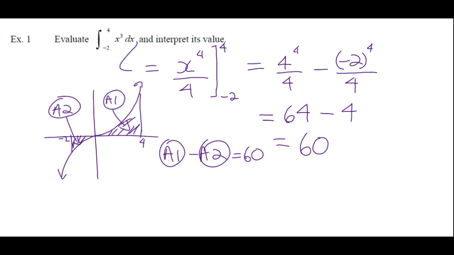If we wanted the total area, then we could take the absolute value of this one and this one. We can't take the absolute value of this. Right? We separately compute the two areas, take their absolute values, and add them together.